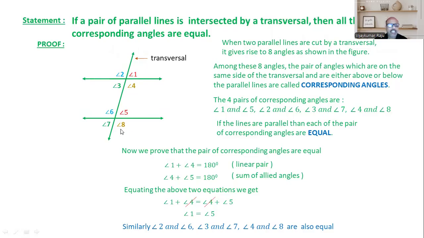Angle 1 and angle 8 are not equal. You can see here it is an acute angle and this is an obtuse angle. So the condition that both should be above or both should be below also has to be considered, otherwise they will not be equal. So this is all about corresponding angles.